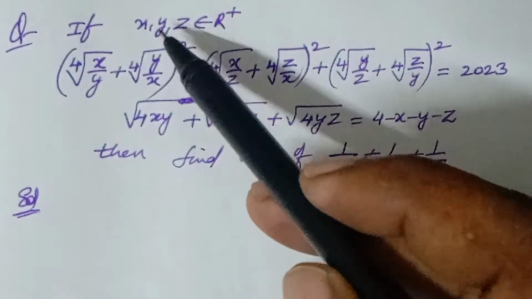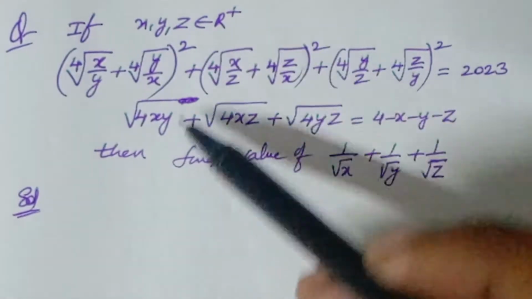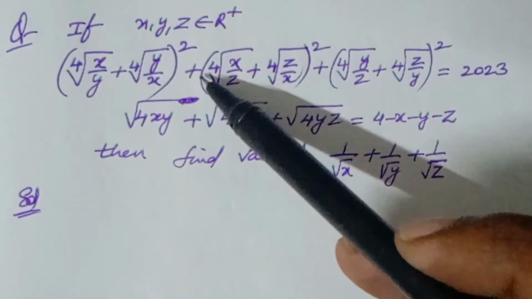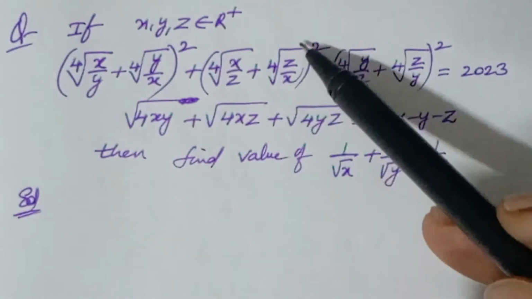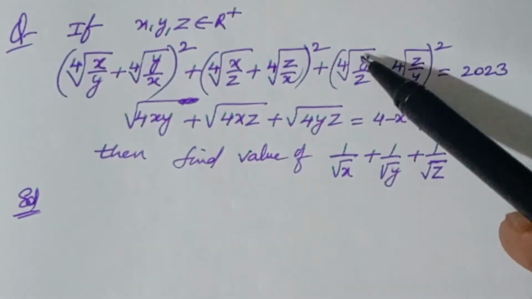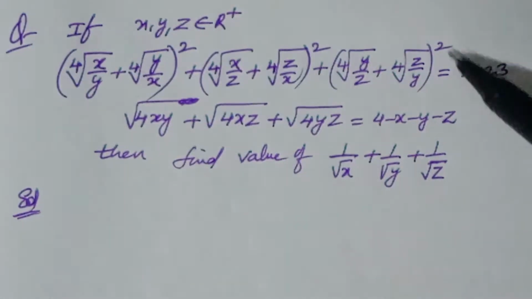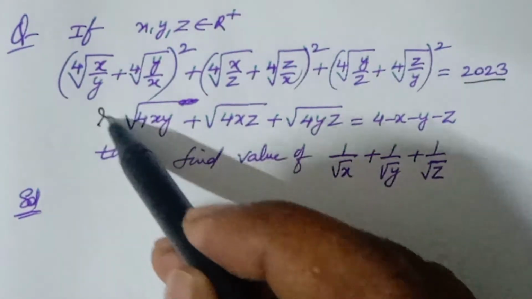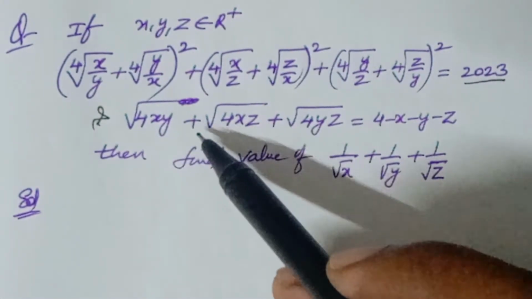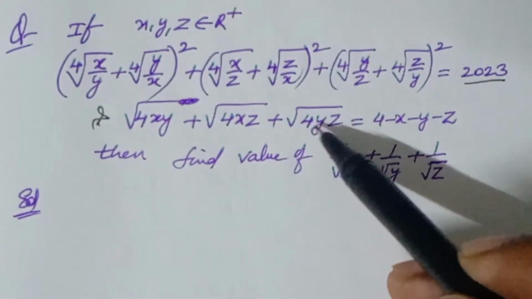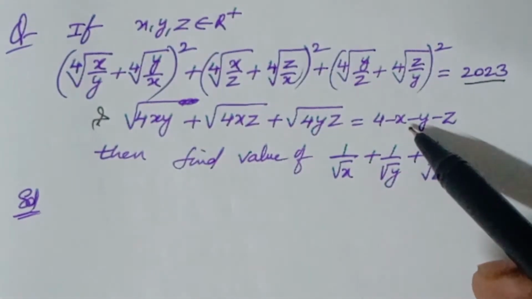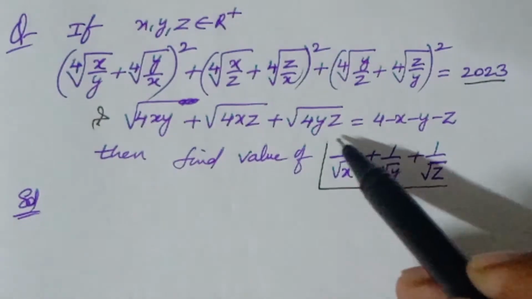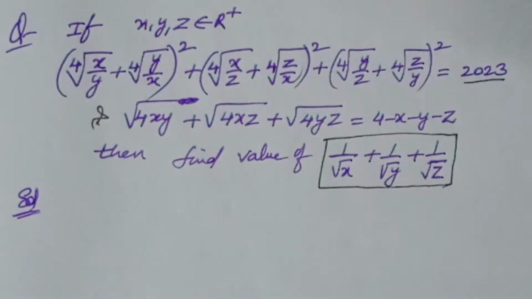The question is: given x, y, z belong to R plus, the square of the fourth root of x by y plus the fourth root of y by x, plus the square of the fourth root of x by z plus the fourth root of z by x, plus the square of the fourth root of y by z plus the fourth root of z by y is 2023, and root of 4xy plus root of 4xz plus root of 4yz is equal to 4 minus x minus y minus z. Then find the value of 1 by root x plus 1 by root y plus 1 by root z.